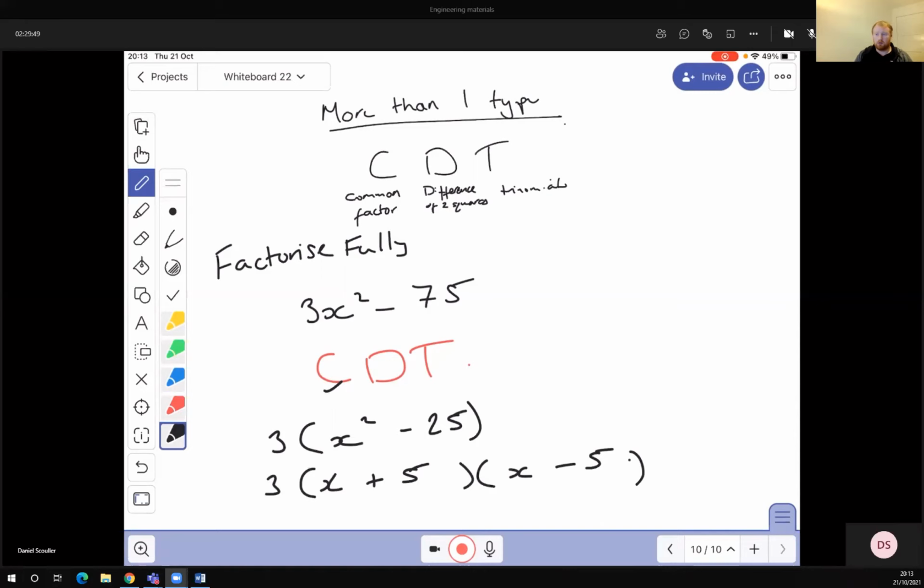Okay. So we've done the common factor, got it. Is it completed? No. Let's look at difference of two squares. Yes, there's a difference of two squares, tick. Okay, so it can only be a maximum of 2 out of the 3. So it can't be common factor, difference of two squares and a trinomial. That just doesn't make sense. Okay, it's going to be common factor and difference of squares, or common factor and trinomial.